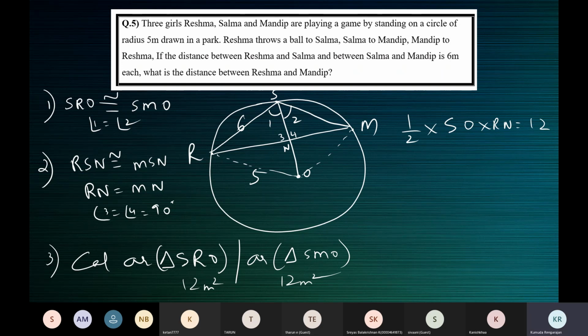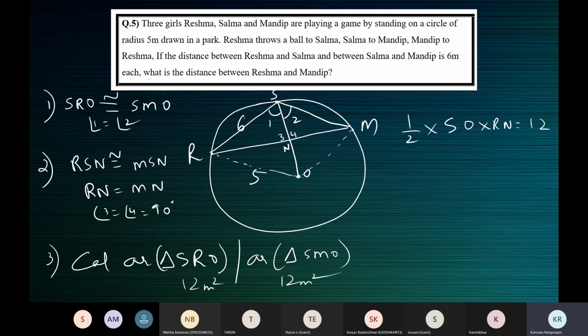RN is the altitude because angle 3 is 90 degrees. If you take the other triangle, angle 4 is 90 degrees. Half into base SO into height RN is equal to 12. So like this you will find. Angle 3 and angle 4 equal to 90 degrees is important. Only then you can regard RN perpendicular to SO, or MN perpendicular to SO. You can take it as the corresponding altitude. So that's why 3 and 4 being 90 is useful.